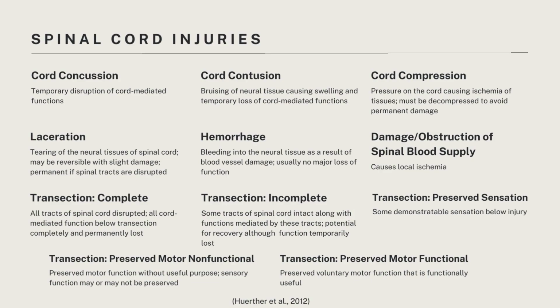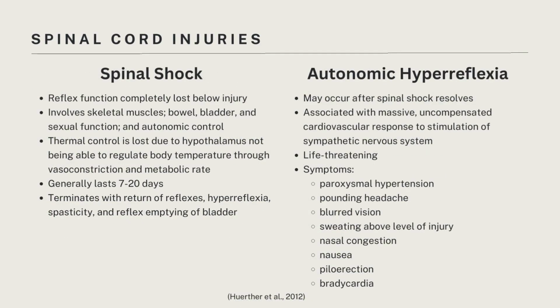Preserved motion non-functional transection shows motor function but with no purposeful use. Sensory function may or may not be preserved in this situation. Preserved motor function functional is when there is voluntary motor function that is functionally useful below the injury level.